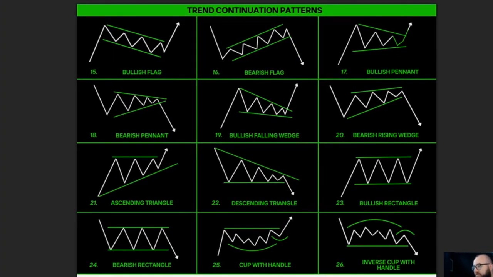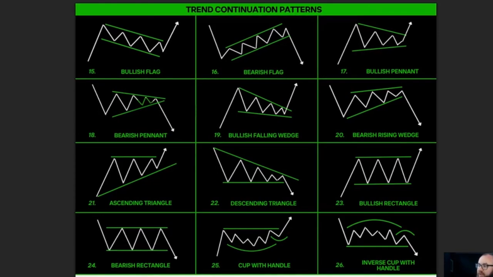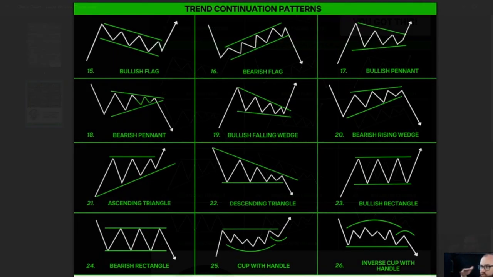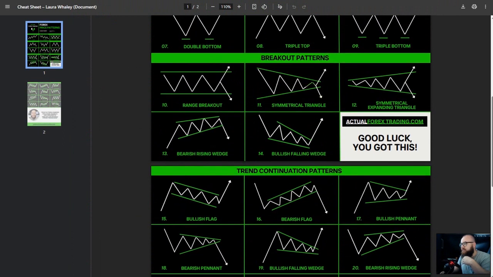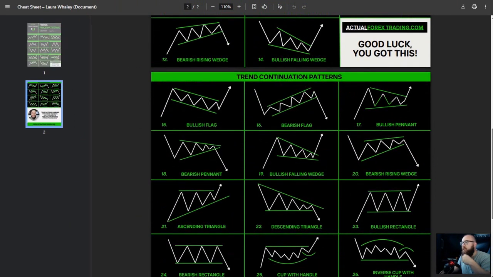When you come to pennants, so bullish pennants and bearish pennants, these are actually symmetrical triangles. This is a symmetrical triangle here, number 11, but as part of a trend, and they show on the retrace move. You're looking for the breakout to follow the trend.